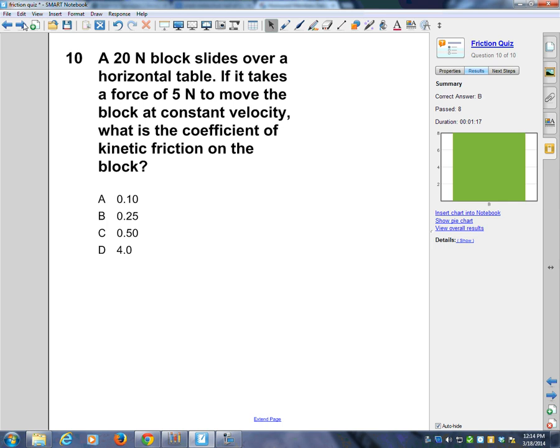So what are our grades now for the clicker quizzes?